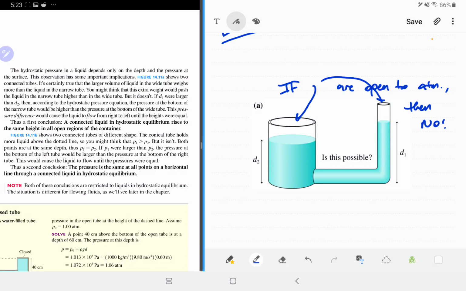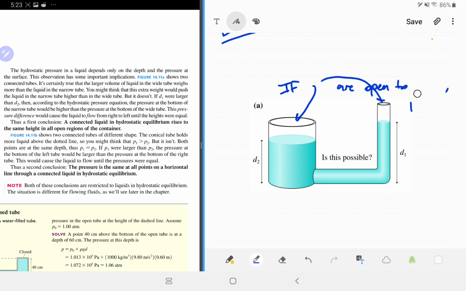Right? If they were both open to atmosphere, then, just based on that statement, the connected fluid will rise to the same height. So obviously both sides can't be open.